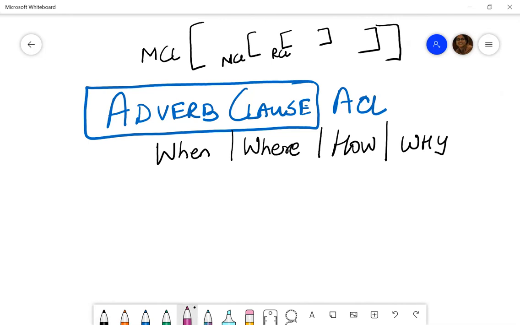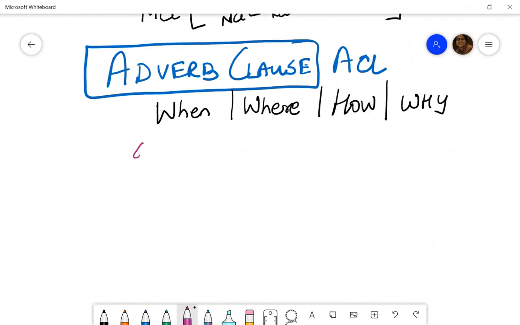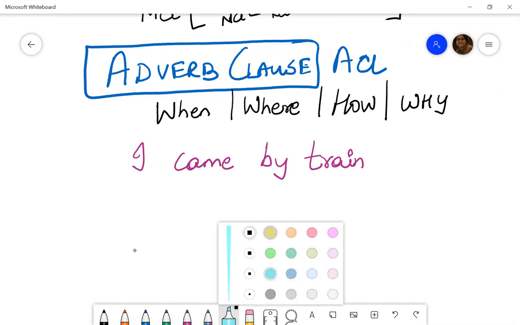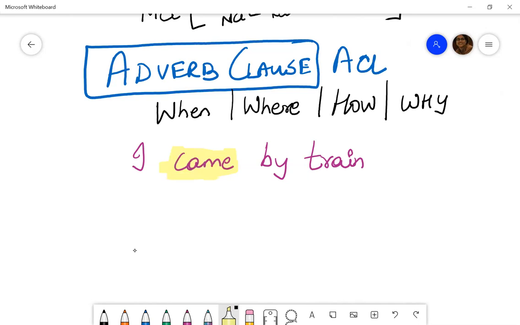What does it mean, what it answers? Let's do it with an example: I came by train. Now, is there a verb in it? How many verbs are there in this? Exactly, there is only one verb. Is that the main action in the sentence? Yes. So how many clauses will there be? Just one. This is the main clause.